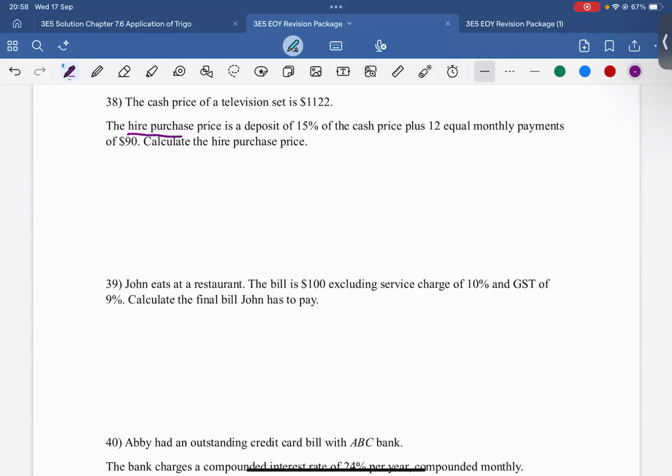So should the hire purchase price be higher or lower than the cash price, even without calculating? Logically, you should have the answer. Higher. Why?